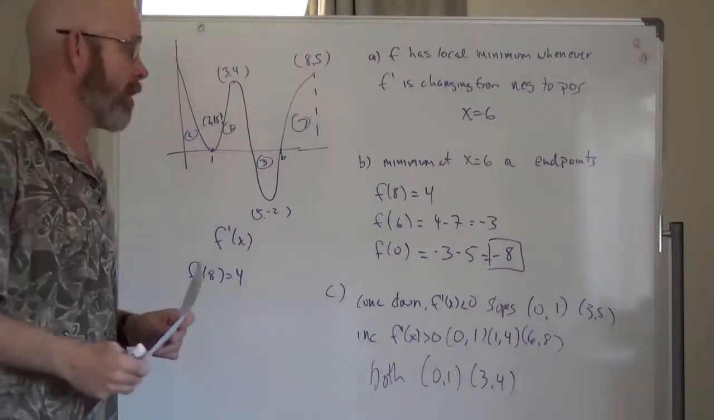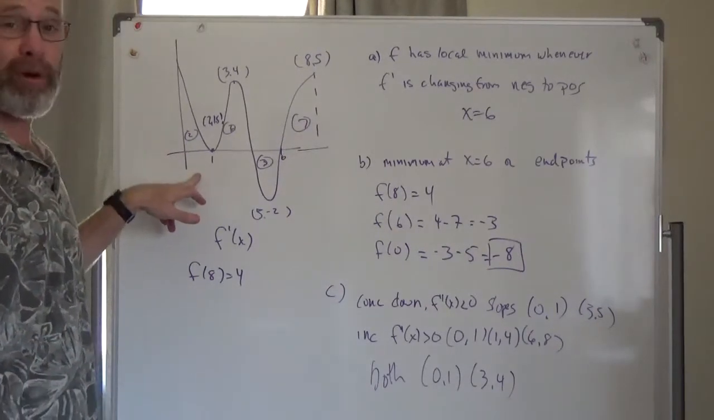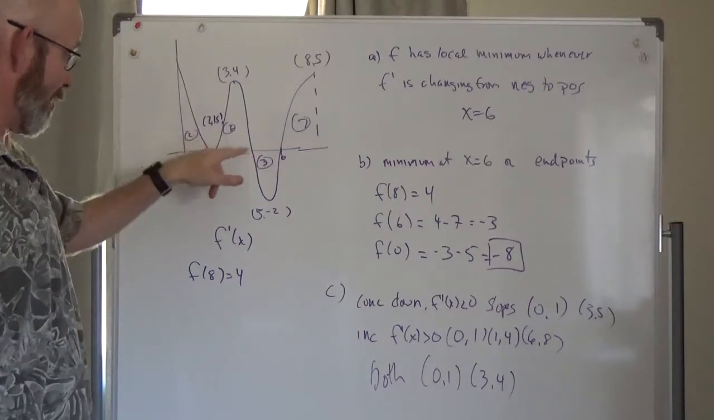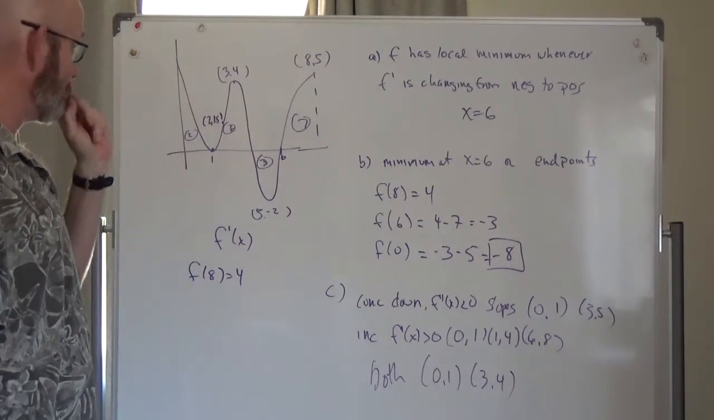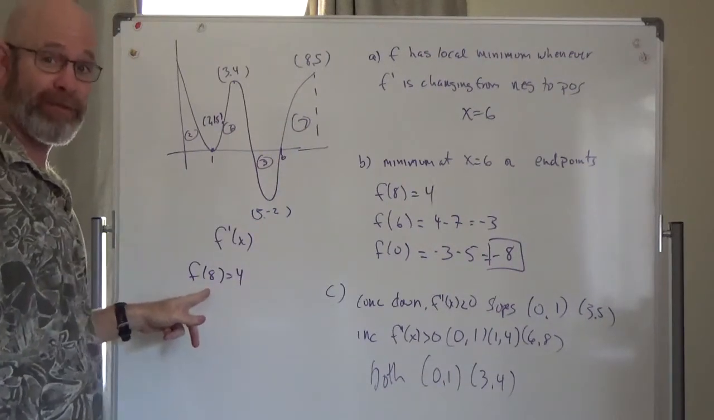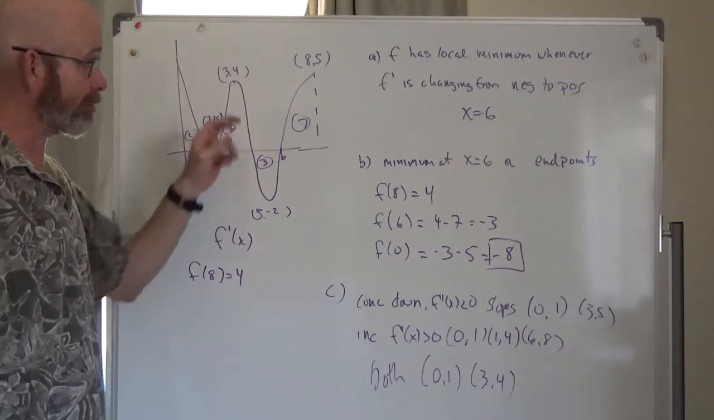Okay, problem number 4. Done a whole bunch of these before, pretty similar ones. Little picture here. This is a picture of f prime. They got some areas under the curve. They got some points for their point, and they told us that f of 8 is equal to 4. And this is the derivative.